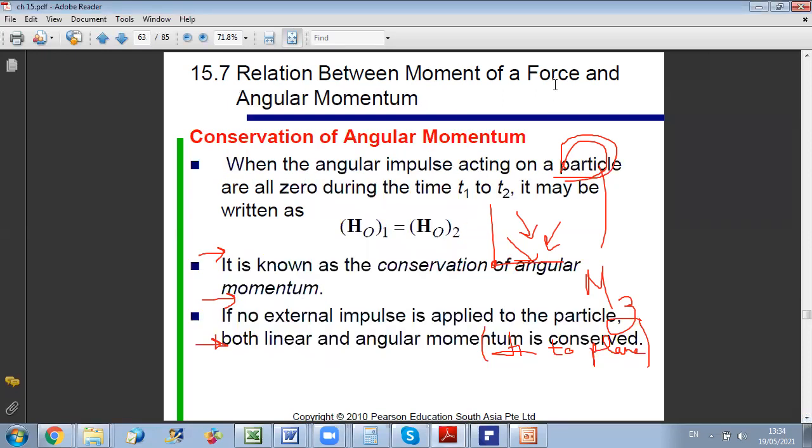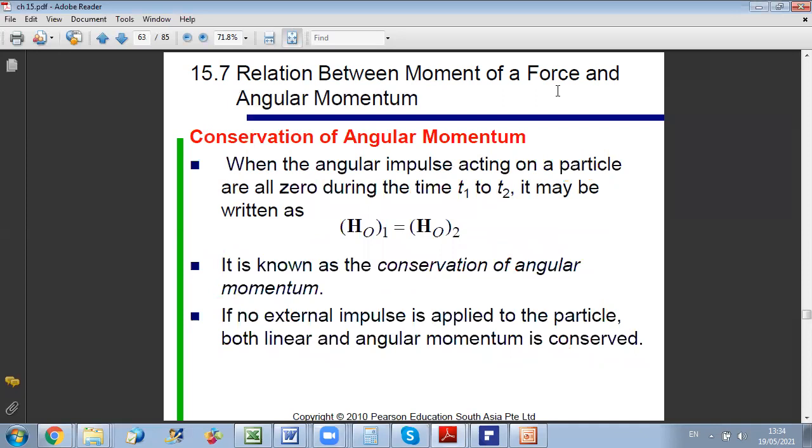Okay? And now, as we said, in particular, if the sum of moments during the interval from T1 to T2 about a certain point is 0, then we obtain HO at state 1 equals HO at state 2, which is named the conservation of angular momentum. So if no external impulse is applied to the particle, both linear and angular momentum are conserved.